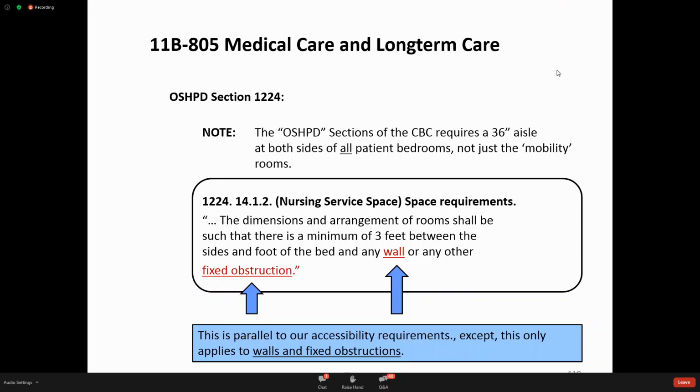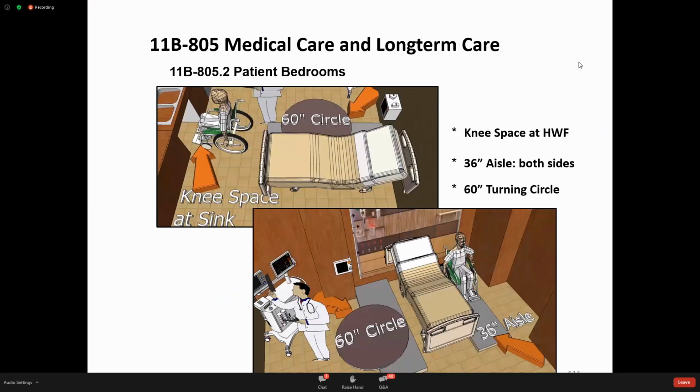So with that in mind, then I've got a graphic that kind of shows this graphically. You need the knee and toe space at the hand washing fixture. You need an aisle on both sides of your bed, and you need a turning circle. That's the basic guts of it.